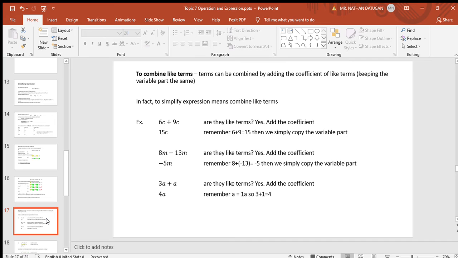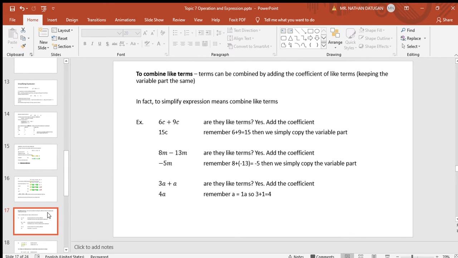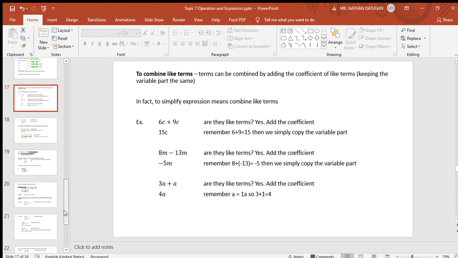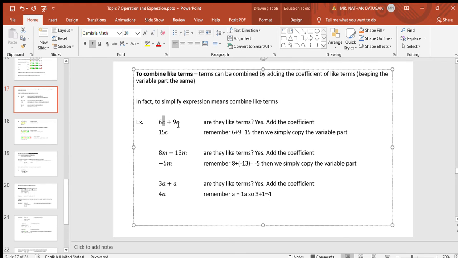Now that we're good with finding like terms, let's move on to combining like terms. To combine like terms, we're simply going to add the coefficients of the like terms, and we're simply going to keep the variable part as is. Here's an example, 6c plus 9c. Again, they are like terms. Obviously they share a common variable part of c. This matches and this matches.